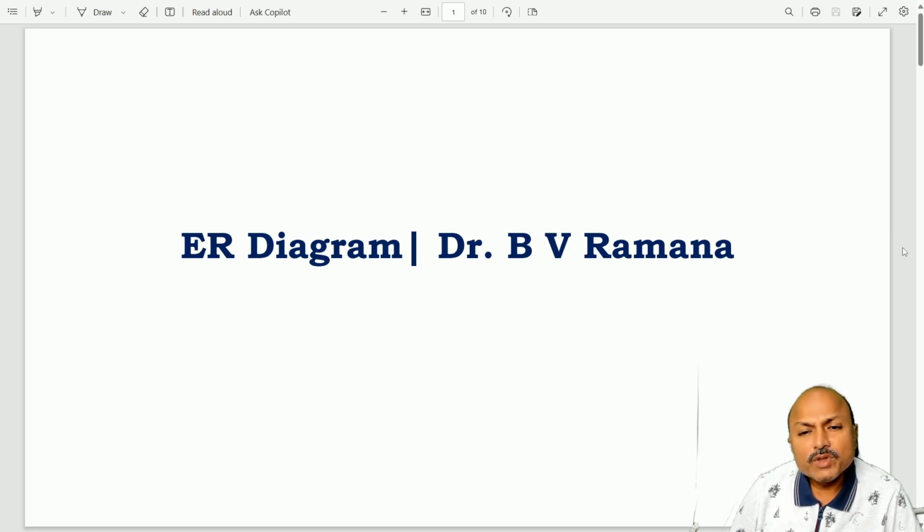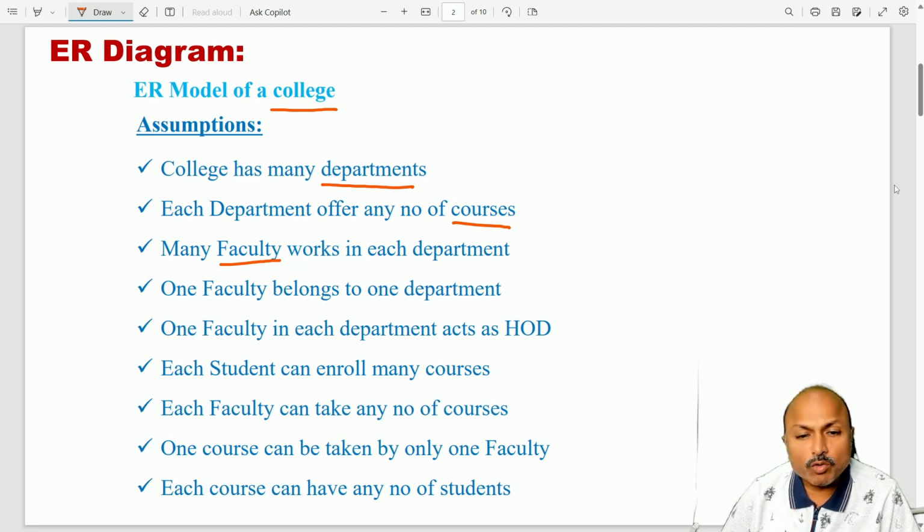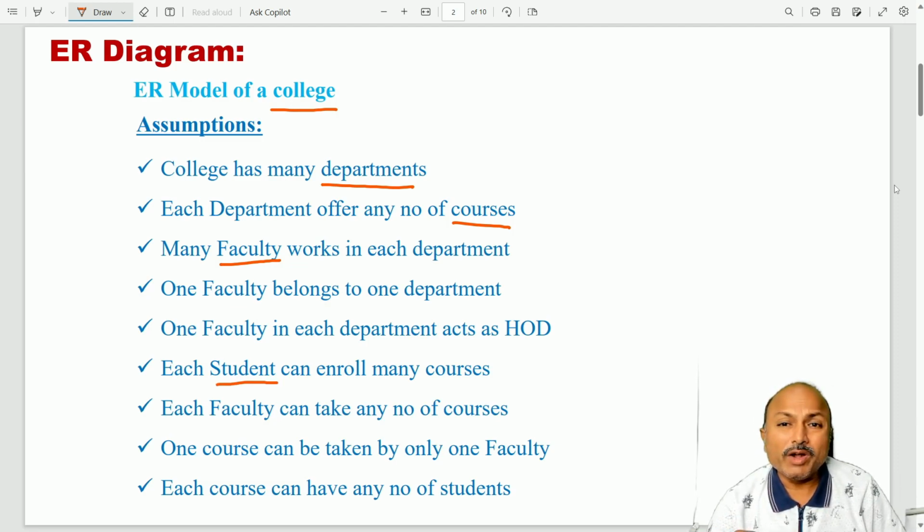In this video, we will discuss how to draw an ER diagram. Now, we will consider a college. College has some departments. Each department offers some courses, and each department has some faculty members, and there are students. Students are going to enroll into the courses. You understood what entities there are in a college.